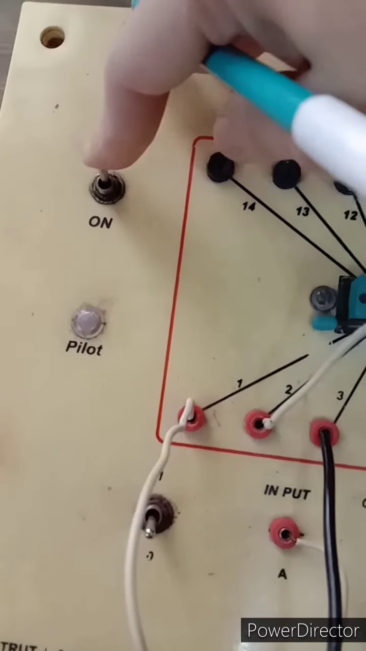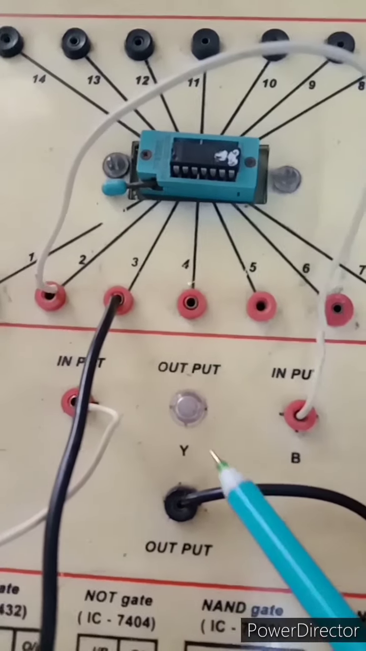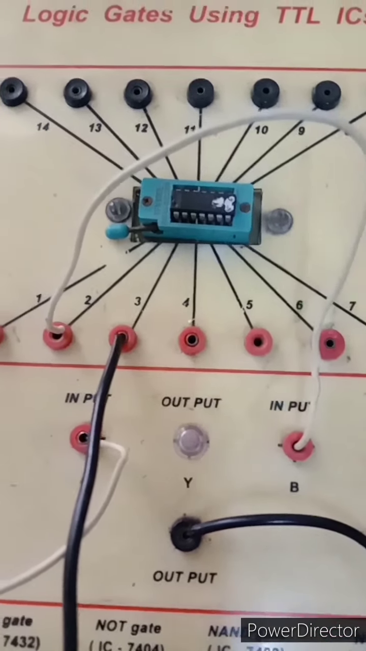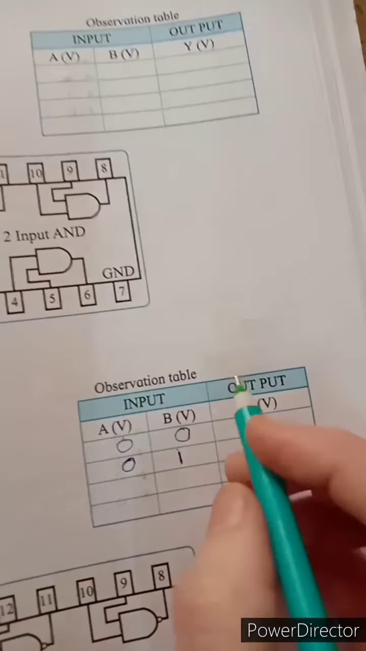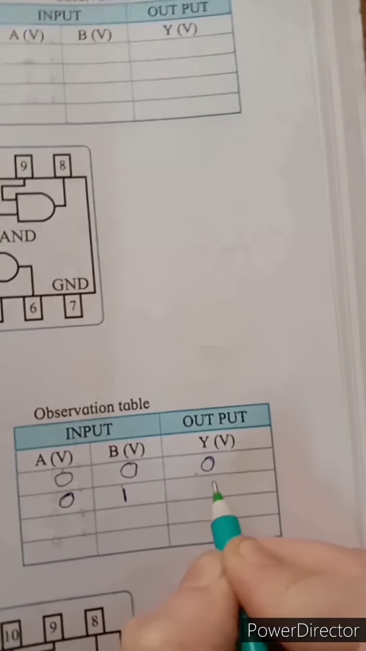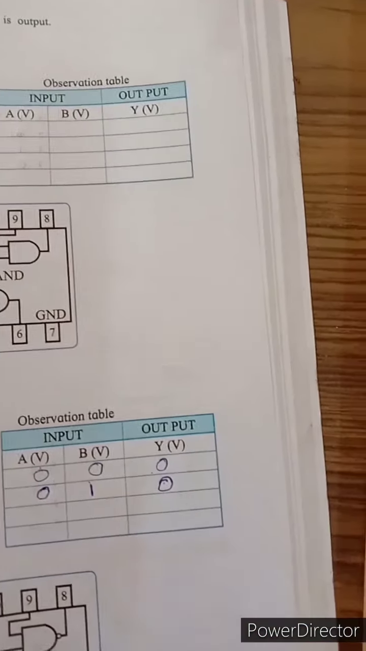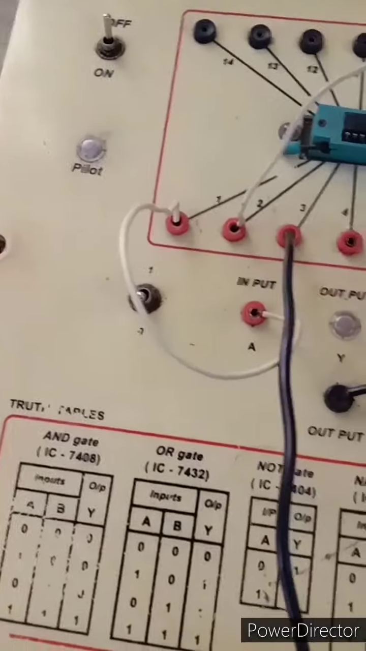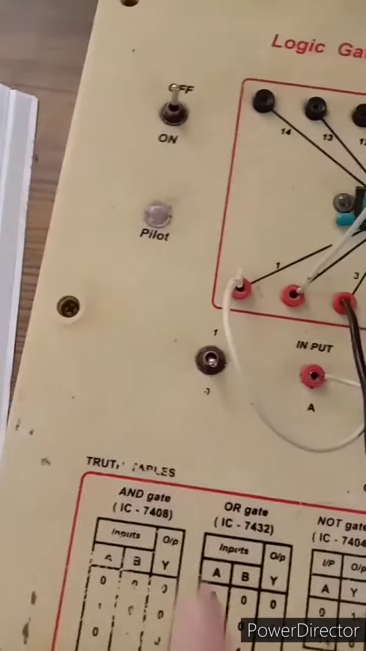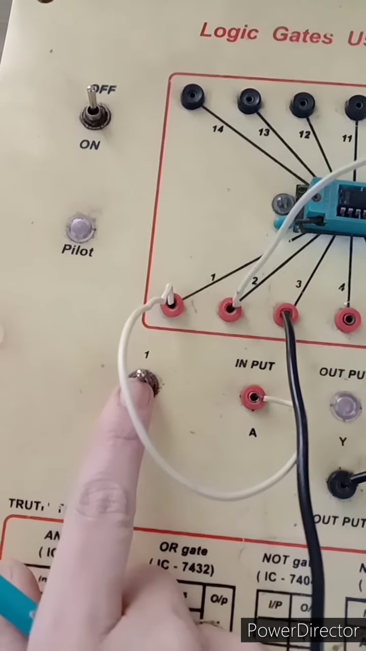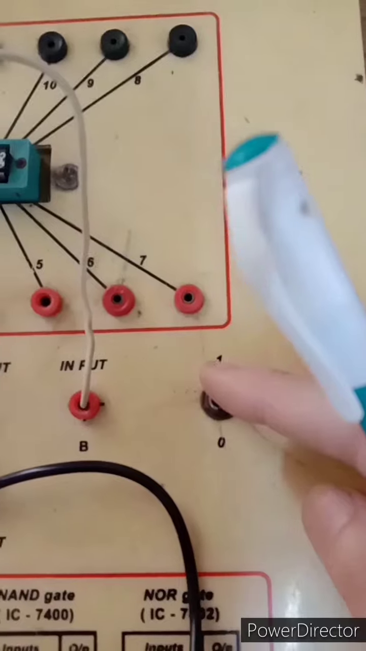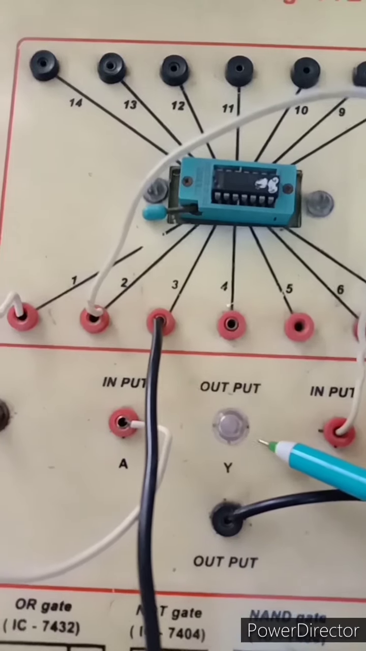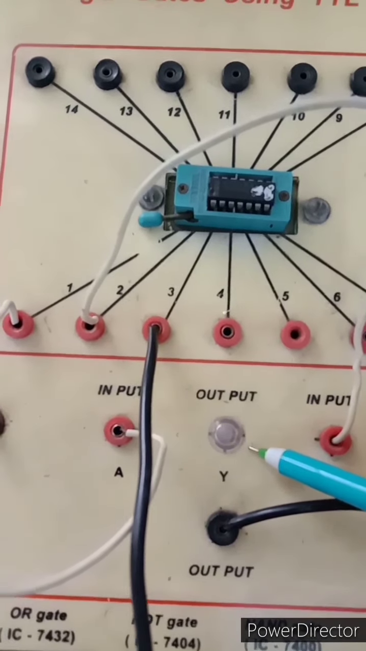Now just switch on, just look here. Again there is no glowing at the output. That means output is 0. So I will write for this condition output is 0. That is low output I am getting. Switch off, give another condition. Now we'll change the condition of A input, make it high, and B input I will make low. Now let us switch on, check out, there is no glowing at output.